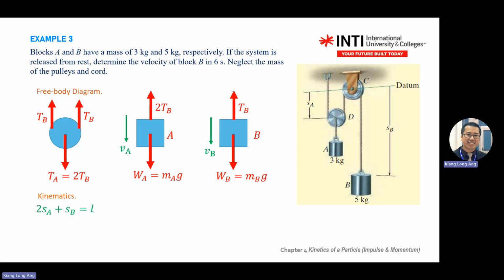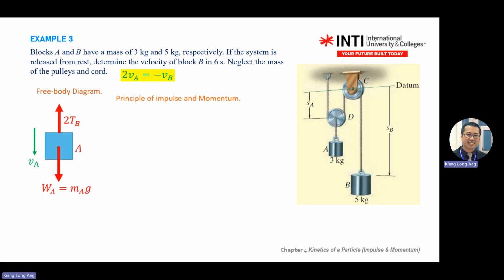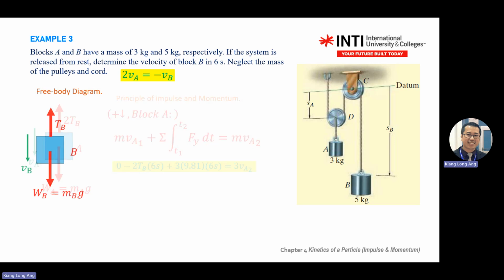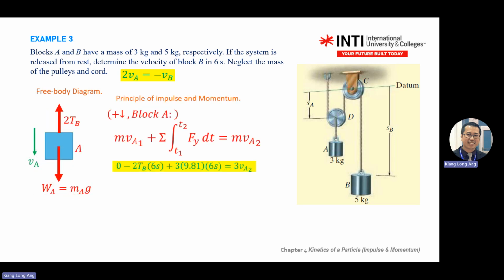So again, I show you how to find the velocity, relative velocity between the two bodies. Right. So this one you should be familiar with already for the pulley system. Then we use the principle of momentum. We look at block A first. So principle of linear momentum, you focus on the object. Each object has one equation. So here you have two objects, you have two equations. Each one will give you one equation. You substitute the values inside there. Then you go to the first equation, you're unable to solve because you have two unknowns, TB and VA.